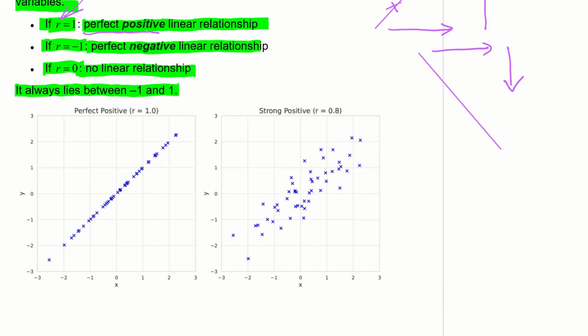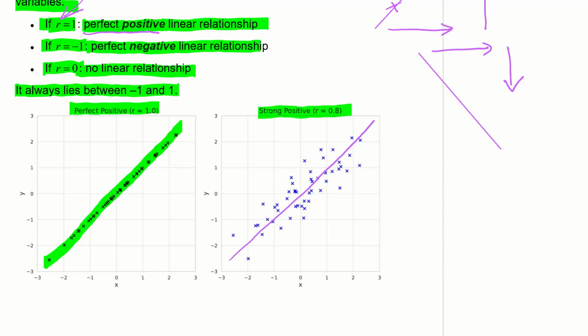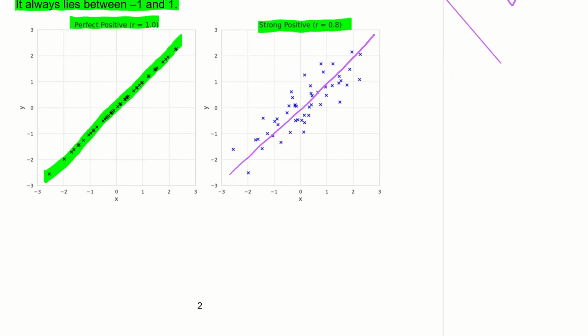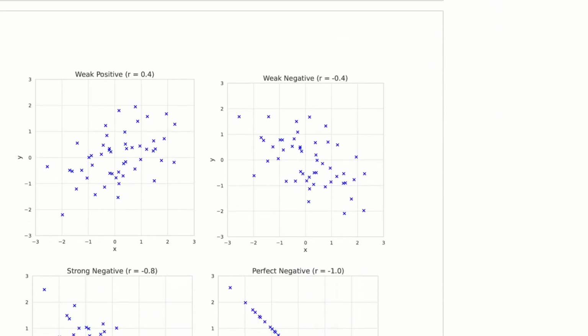Some pictures here give you an idea. Here we have perfect positive, so as we said before, every point is going to lie on a line. Here's a strong positive, R is equal to 0.8. We can see that the points line up along a line with a positive gradient, and they're reasonably close to it. This one is a much weaker positive relationship. We can still see that the data slopes upwards, but it's more like a cloud. It's further away from the line.